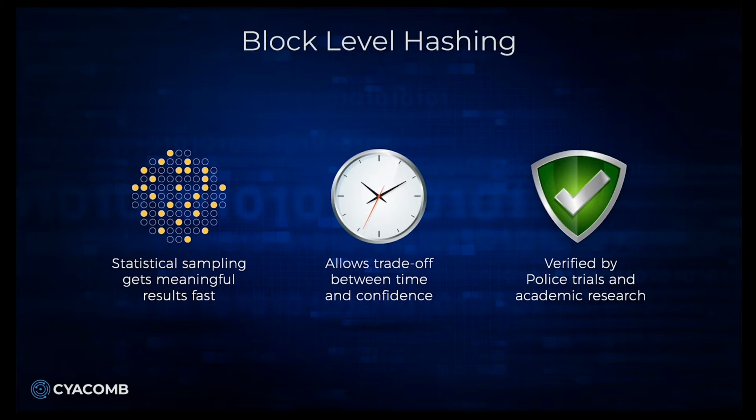But we get our speed through statistical sampling. That gets you a meaningful result fast. Where I can say we're 100 times faster is in finding that thing on that device quickly. It's a simple trade-off between time and confidence, and it has been verified by both police trials, most important, and also academic trials who understand that it's not just operationally focused, but it's also understanding the fundamentals of the technology we're using.